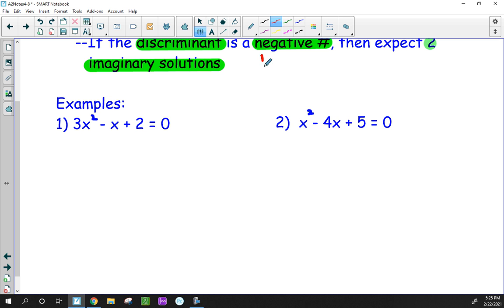Okay, so I'm going to model to you what's going to happen here. Let's say we have a quadratic equation, 3x squared minus 1x plus 2 equals 0. Remember from the past, quadratic equations must be in that order, and it must be set equal to 0. You're going to jot down your A, your B, and your C.